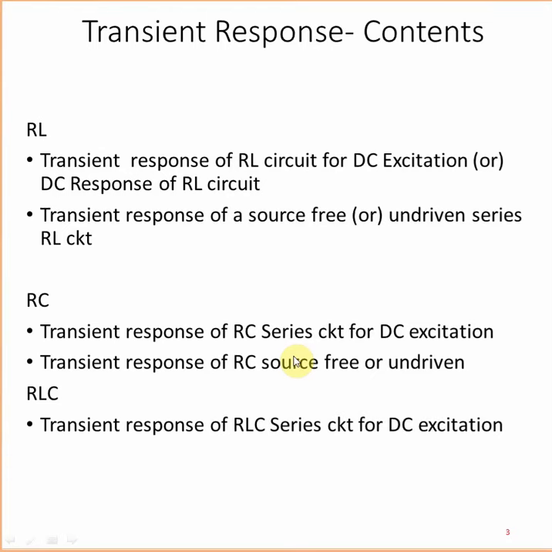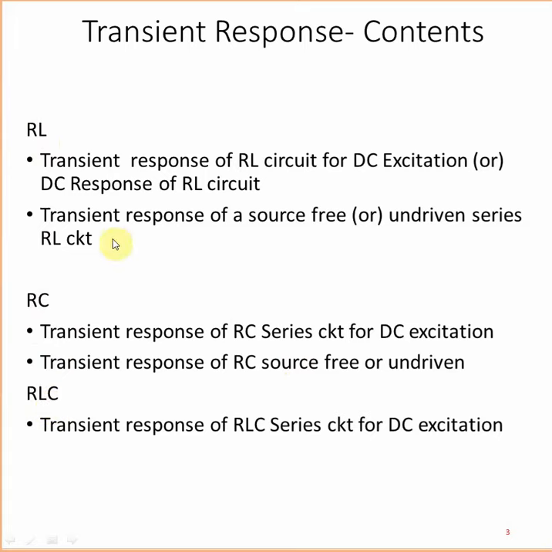So the transient response consists of three types. One is series RL, RC, and RLC. So if I have R and L connected in series, or R and C connected in series, or L and C connected in series, the three devices or elements are connected in series. Then here there are two derivations.